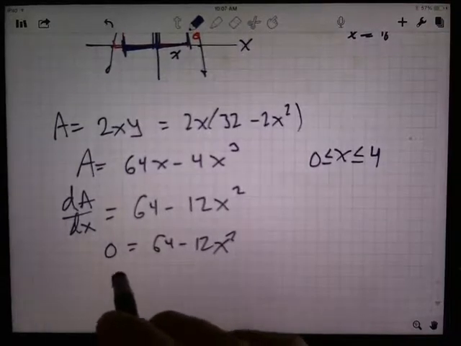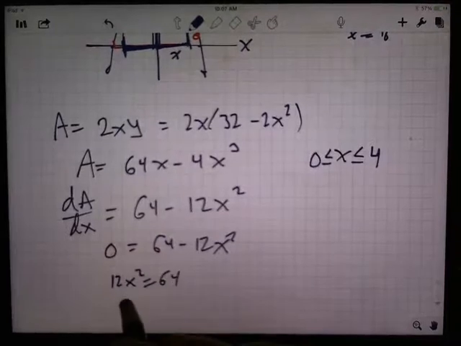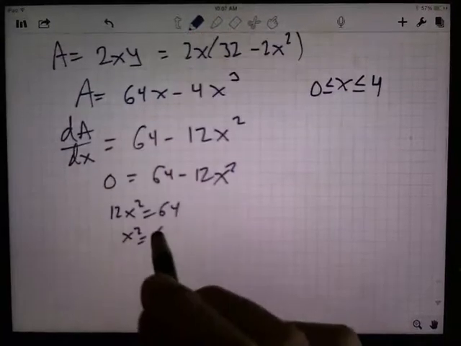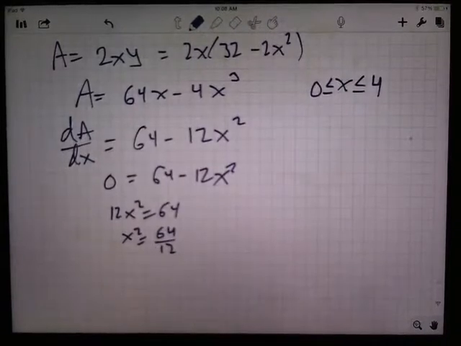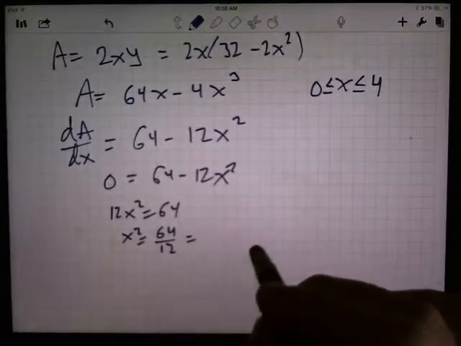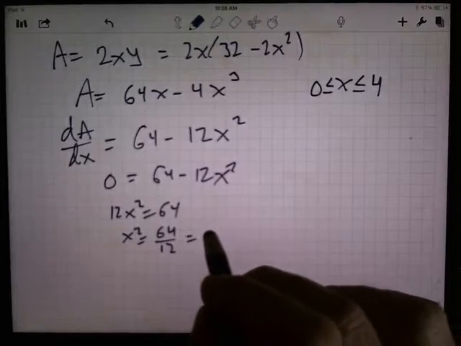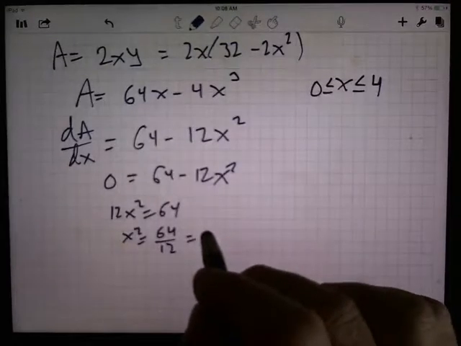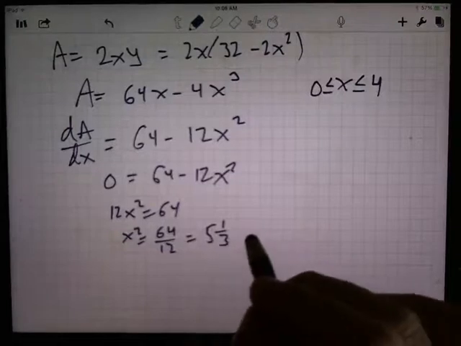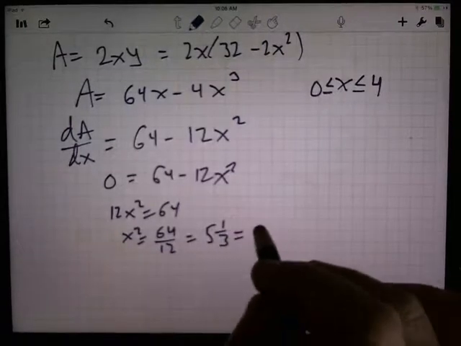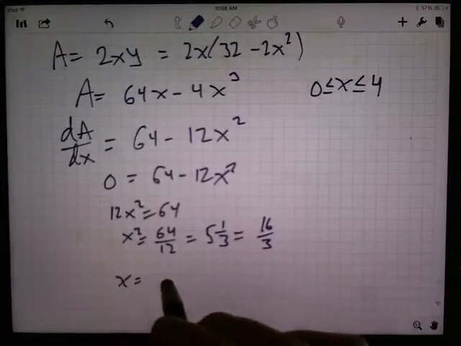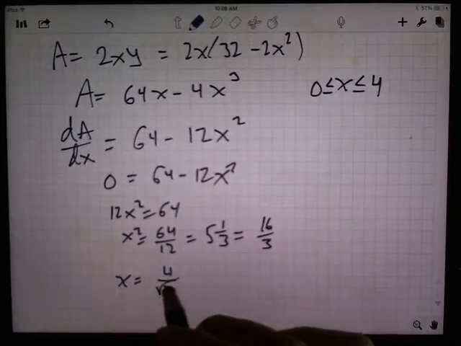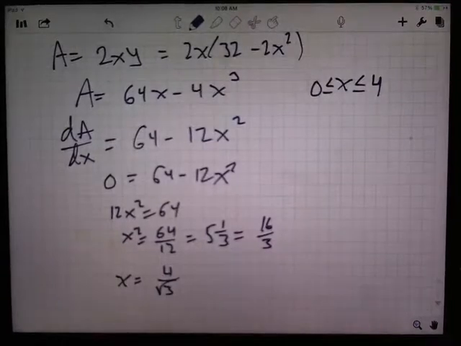So 12x squared equals 64. x squared equals 64 divided by 12. Did I pick something nice? I don't think I did. 64 divided by 12. I don't know why I can't do that in my head. 5 1/3. My calculator's telling me 5 1/3, which is 16/3. So anyway, x is 4 over the square root of 3.